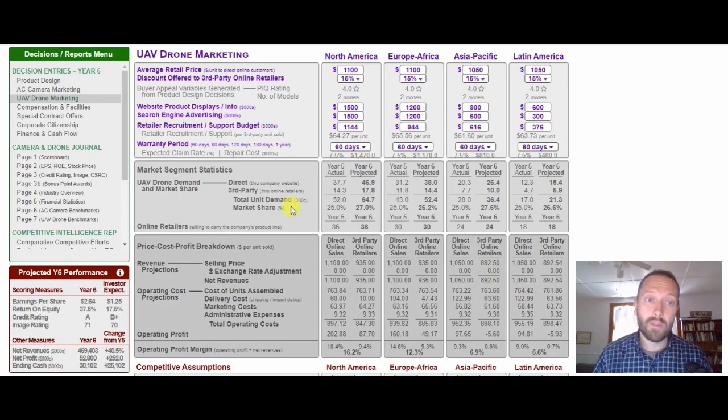The UAV drone marketing page is very similar to the AC camera marketing page. So what you're looking at here is each one of these little bits that will contribute to a market share percentage. And so if we want to find what the right market share percentage is, again, we look at the earnings per share, and we do a little bit of a test here. We'll go to 800.